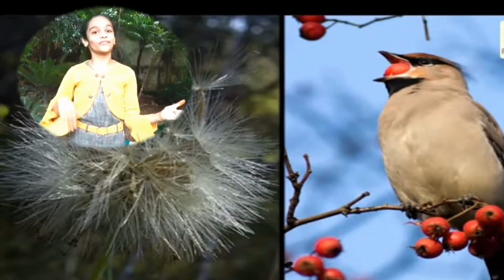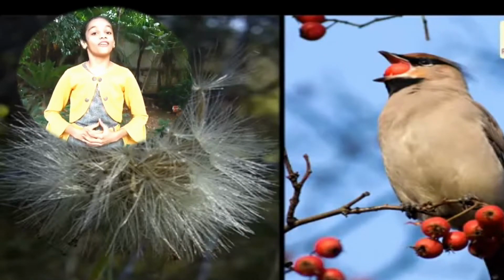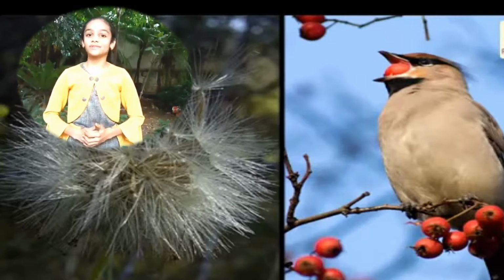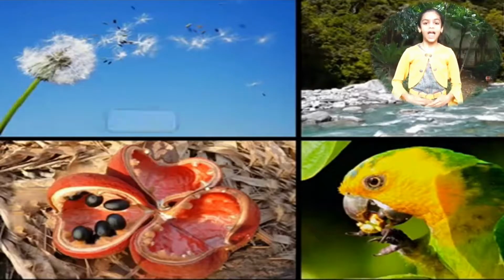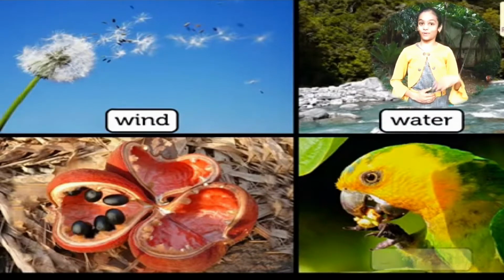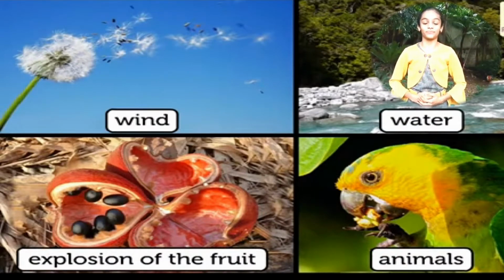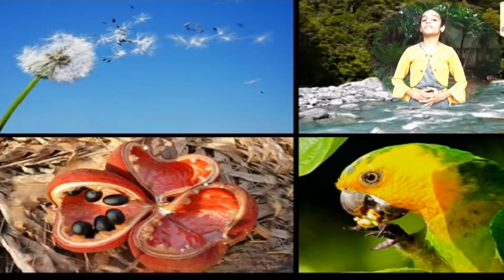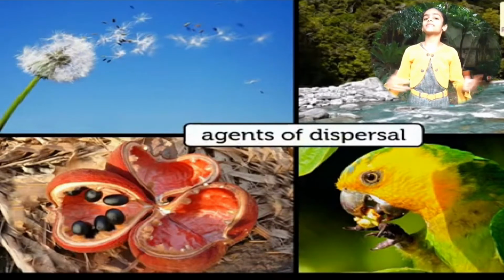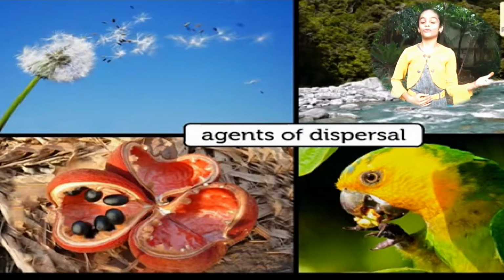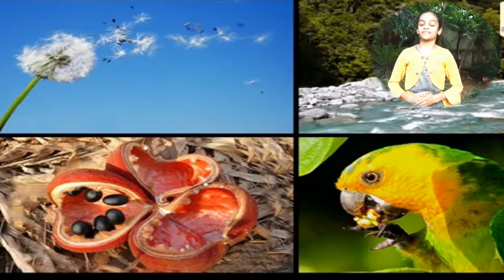The process of scattering of seeds or fruits away from their parent plants is called dispersal of seeds. Dispersal is carried out by wind, water, animals and by the explosion of fruits. These are called agents of dispersal. The special structures of certain seeds or fruits help these seeds in dispersal.